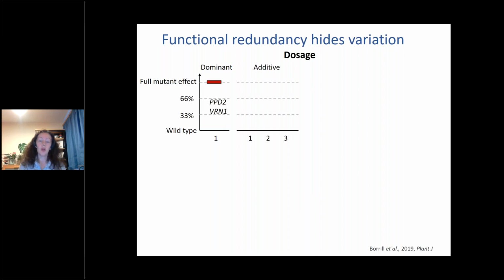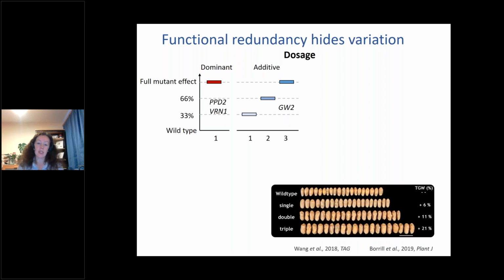However, there are many genes in the wheat genome which have dosage effects. So, for example, we can see additive cases where if we, for example, knock out one of the three homologs, we only get a 33% effect compared to in a diploid species. Knock out 2 copies, we get a 66% effect. And we knock out 3 copies, we get 100% of the mutant effect that you would see in a diploid species. And examples of this include genes like GW2.